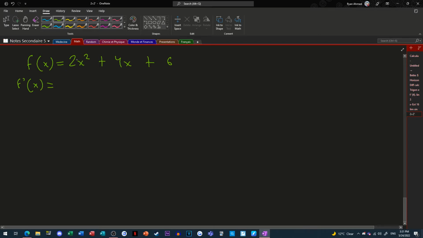But by using the power rule, you would already know that the derivative of this function would be, well, this 2 multiplied with this 2 minus 1, so this would become 4x. And for the 4x, you would multiply this 1 with the 4 and then do minus 1, so that would be 4x to the 0, which is just 4 times 1, which is just 4. The coefficient you would just take out. So this would be your derivative. However, I'm going to be doing it by using first principles.